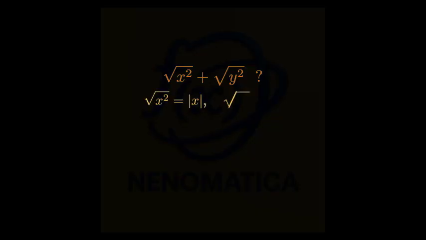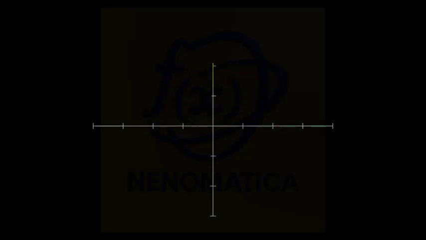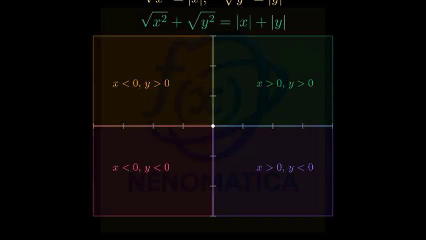Example: we will simplify the expression the square root of x squared plus the square root of y squared by using absolute value rules and clean casework. Key idea: the square root of x squared equals the absolute value of x, and the square root of y squared equals the absolute value of y. So our expression becomes the absolute value of x plus the absolute value of y. To organize our thinking, here is the xy plane. Each quadrant corresponds to a sign pattern for x and y. We will evaluate the absolute value expression in each region.